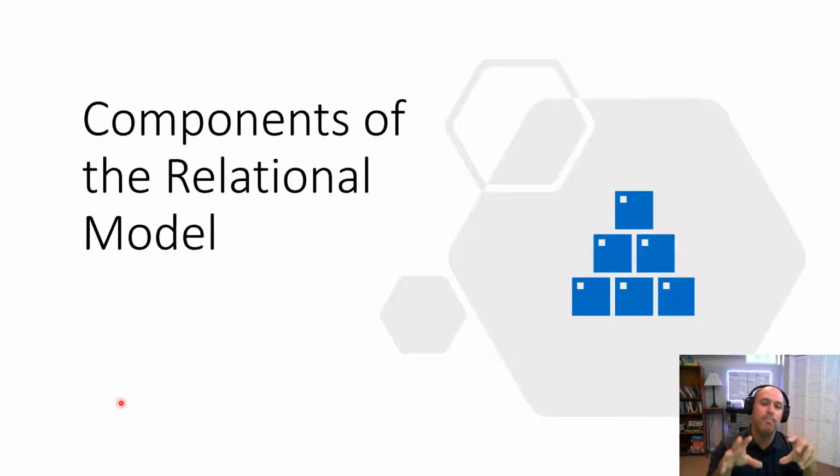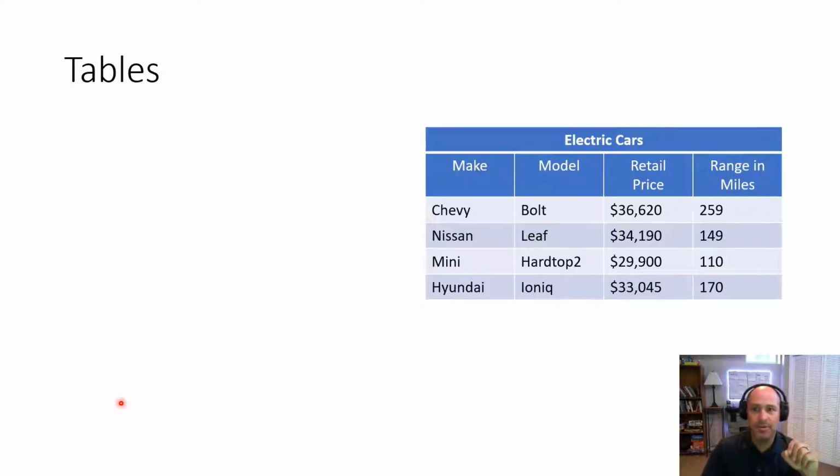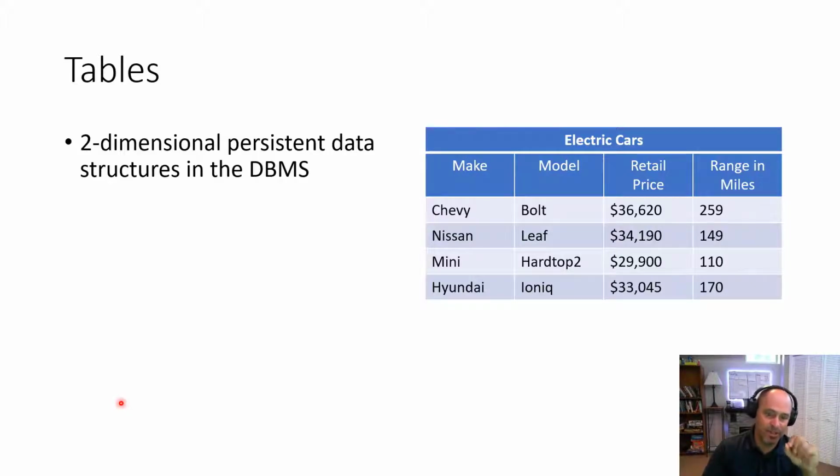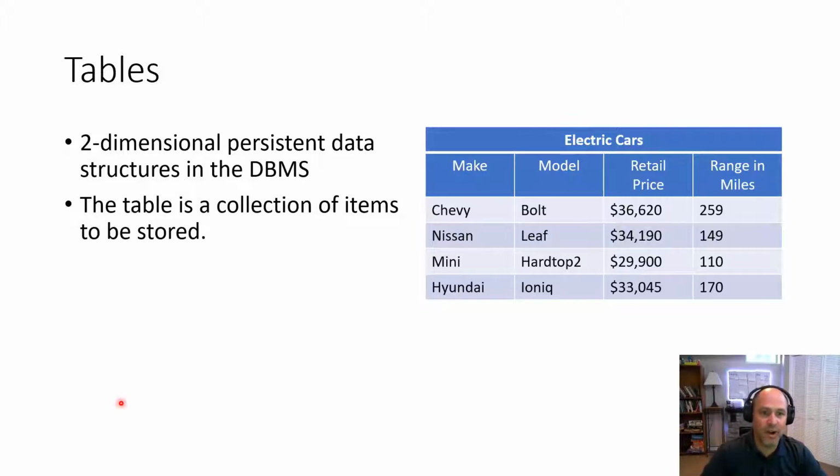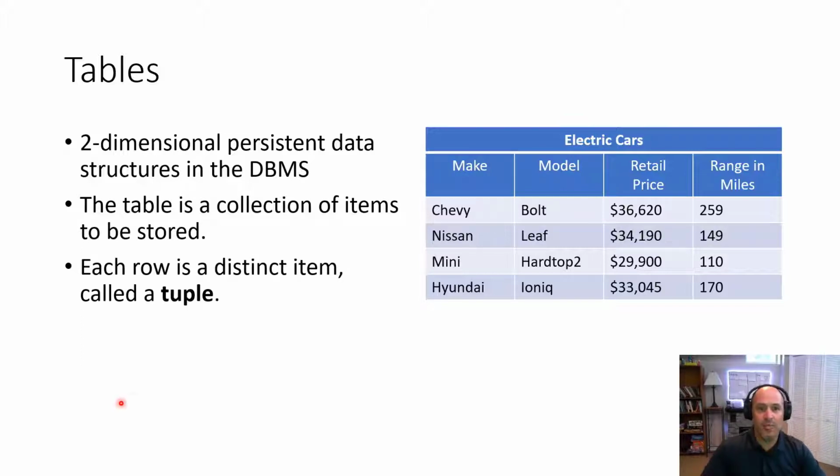So let's talk about the components of the relational model. One of the primary components of the relational model are tables. And tables are two-dimensional structures of persistent data. Persistent meaning, you shut off the DBMS, you turn it back on again, the data's still there. It survives power outages and power cycles. It's there permanently, unlike the data in RAM, random access memory, which is lost when the computer gets shut off.